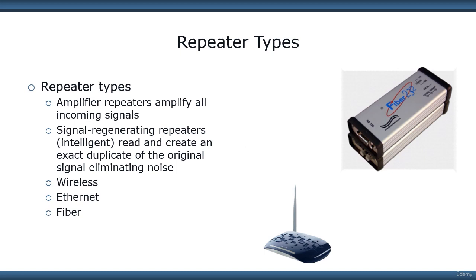Now, there are a couple different repeater types. An amplifier is a repeater that amplifies all incoming signals, including any sort of noise. Those aren't used a whole lot today, simply because they suffer from extraneous noise on the wire. Signal regenerating repeaters are more intelligent. They read the original signal, and then they create an exact duplicate of the original signal, and they have the ability to then eliminate that noise. Wireless repeaters are probably your most common type to even see in today's networks. Ethernet repeaters typically aren't used.